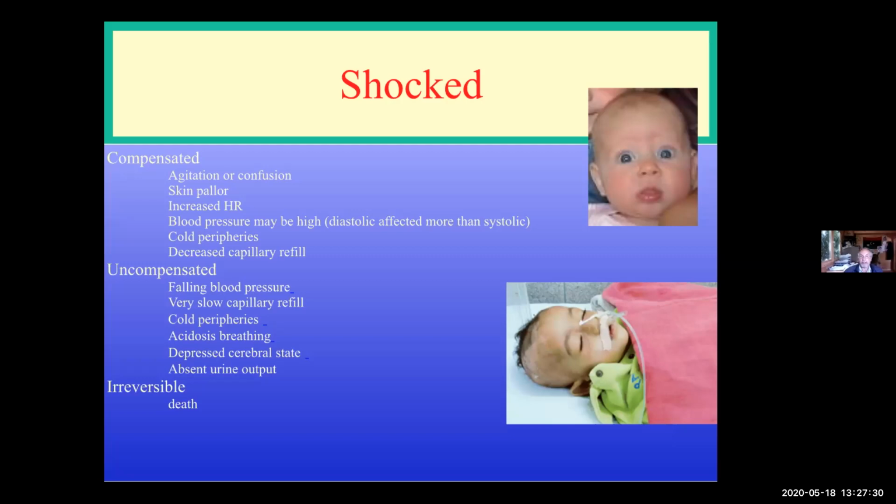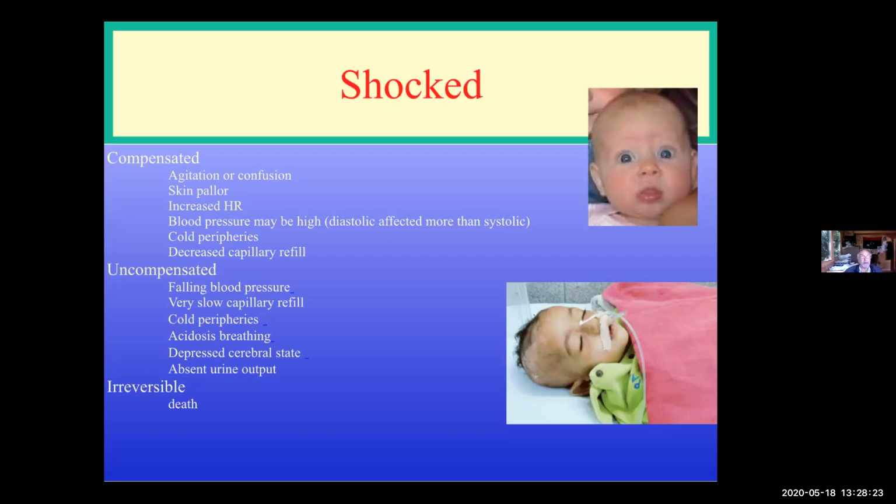And you can see the difference between the compensatory and uncompensatory phases in these two photos. The child here is normal, good color, everything is bright looking. The one at the bottom is really shocked, and probably they have done a lot of treatment, and he's in a bad state. So the uncompensatory phase is falling blood pressure, very slow capillary refill, 3 or 4 seconds centrally, cold peripherally, acidotic breathing. Sometimes you can smell it, especially in DKA, or depressed cerebral status, meaning they're not responding to pain or voice, or are unresponsive. And also sometimes there is no urine if you put a catheter in.